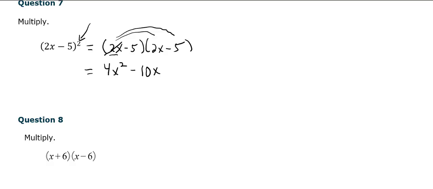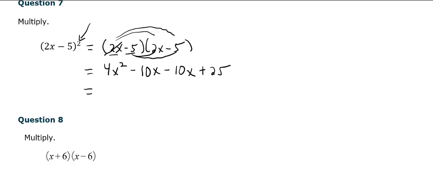Next, we'll go to the next term, which is negative 5, and multiply it times both terms. So negative 5 times 2x is negative 10x, and negative 5 times negative 5 is positive 25.